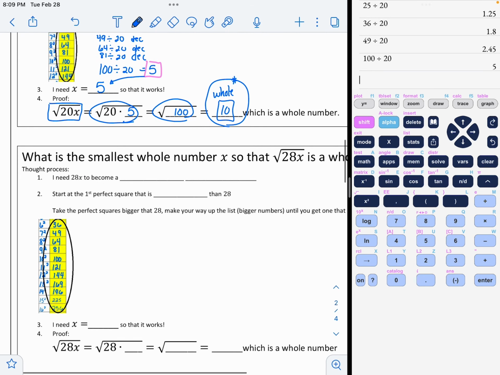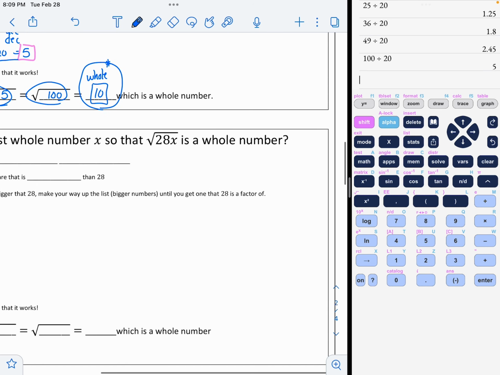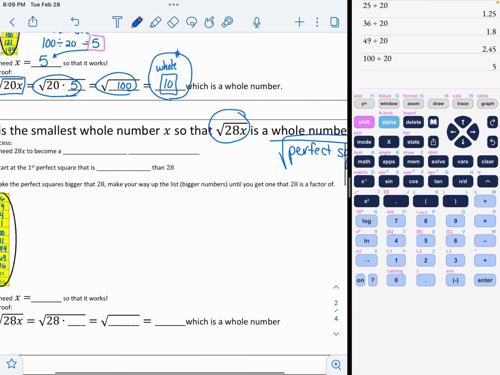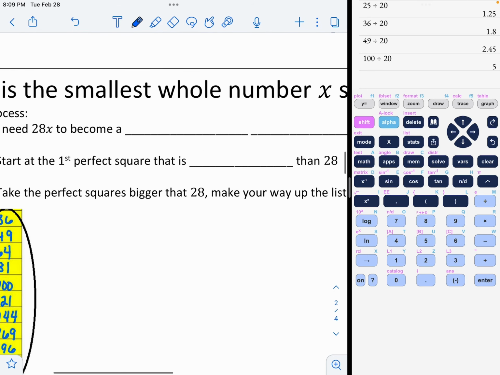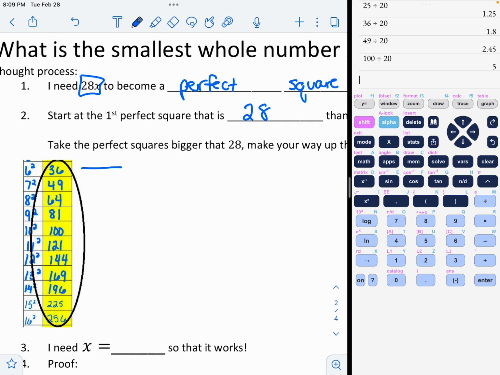Let's try that process again. What is the smallest whole number X so that the square root of 28X becomes a whole number? In other words, I need that to become a perfect square, because only the square root of a perfect square is a whole number. So I need 28X to become a perfect square. I start at the first perfect square that's bigger than 28, so in this case, I start at 36.